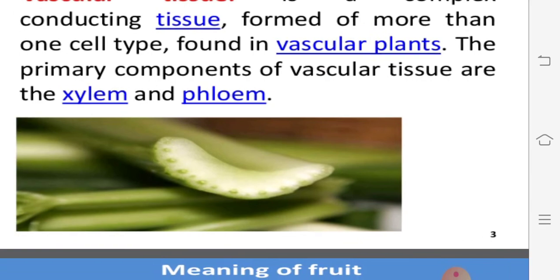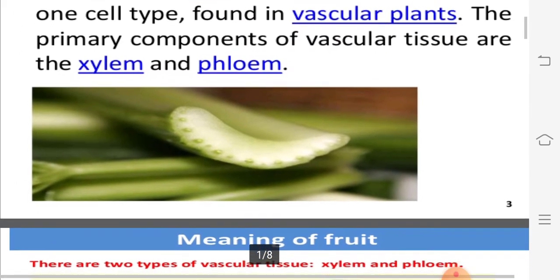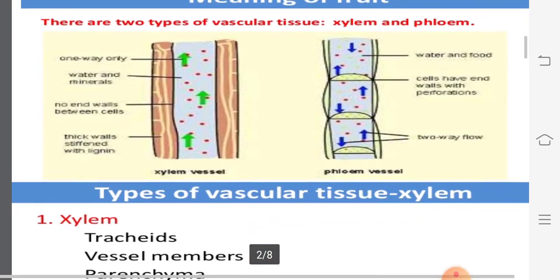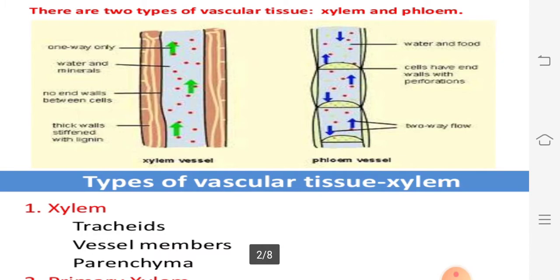These are seen at the marginal region. Then, in relation to this, there are two types of vascular tissues, the xylem and the phloem. In the LS of any stem, you see in the left diagram, xylem vessels are there. How the water gets conducted from cell to cell, and how the thick walls are there. So there is one-way transport.